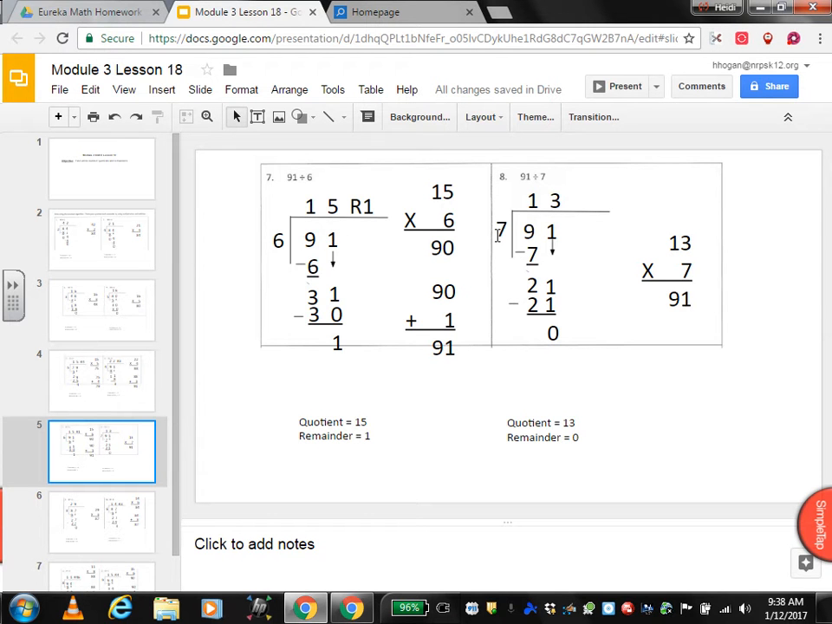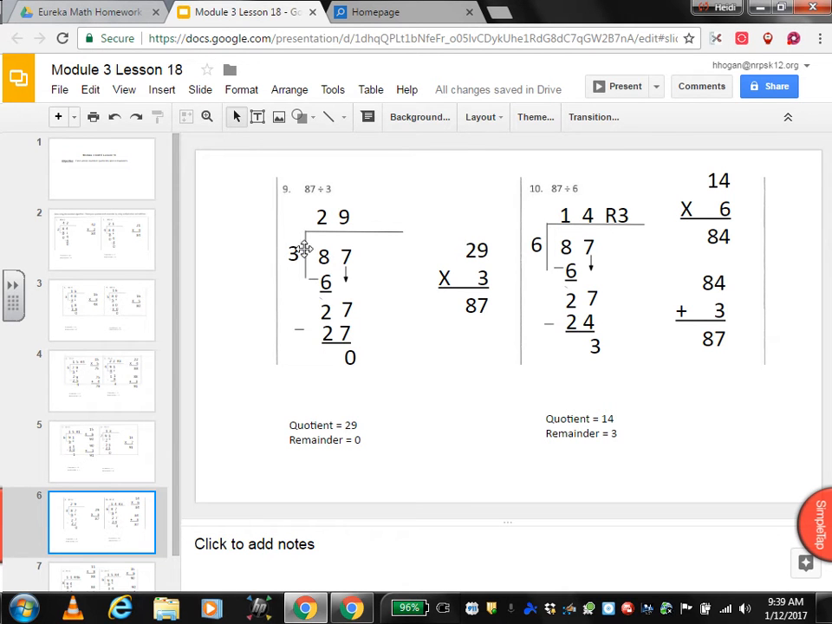91 divided by 7. 7 divided by 7 is 1. 1 times 7 is 7. Subtract. 9 minus 7 is 2. Bring down the ones place. We have 21. 21 divided by 7 is 3 because, multiply, 3 times 7 is 21. Subtract. 0. So our quotient is 13. Our remainder is 0. Quotient times divisor should give us dividend. And it does.